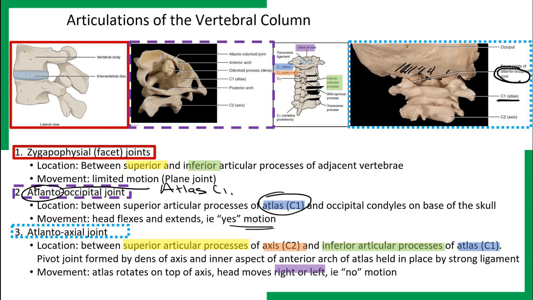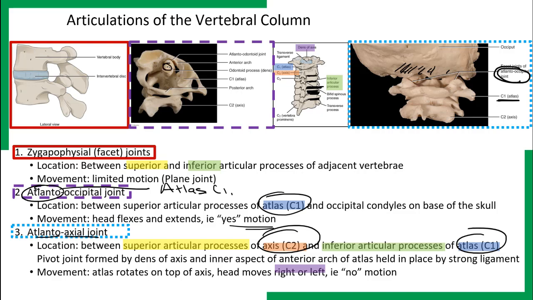To flex and extend in a yes motion. The other special joint of the vertebral column is the atlanto-axial joint. So the atlanto-axial joint is between C1 and C2. And remember the dens?